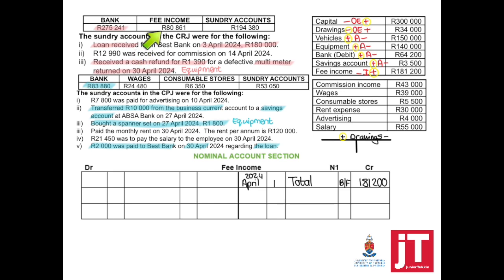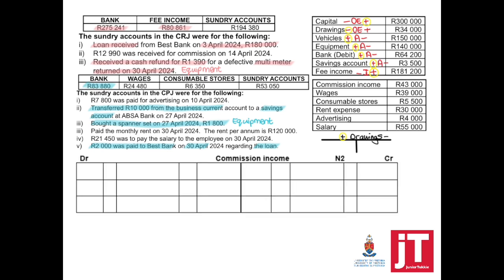From the cash receipts journal, we have fee income, a money column, which means that we're going to post the total, 80,861, on the credit side, details bank, on which day, the last day of the month. There's no other transactions involved with fee income, which means we draw a line and we just add the credit side. This is our new total.